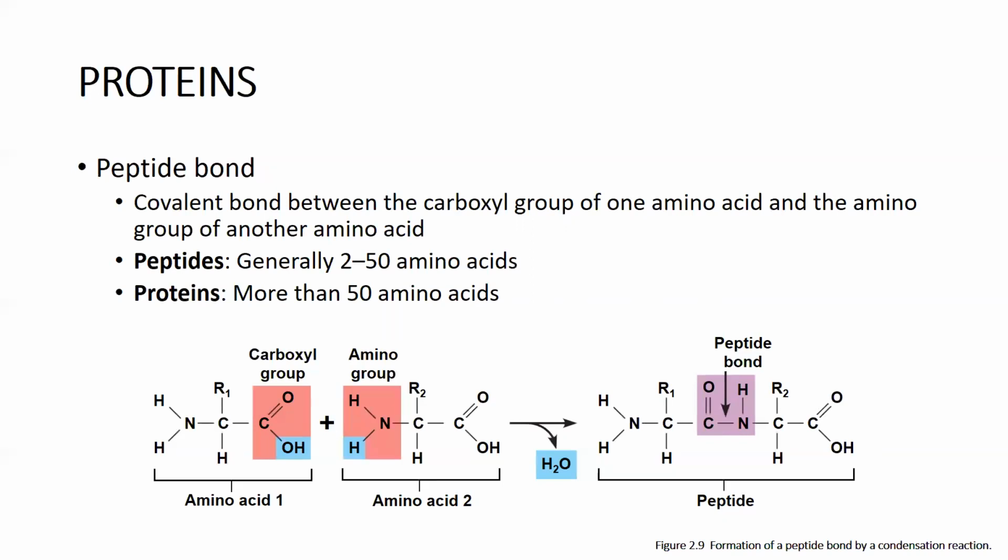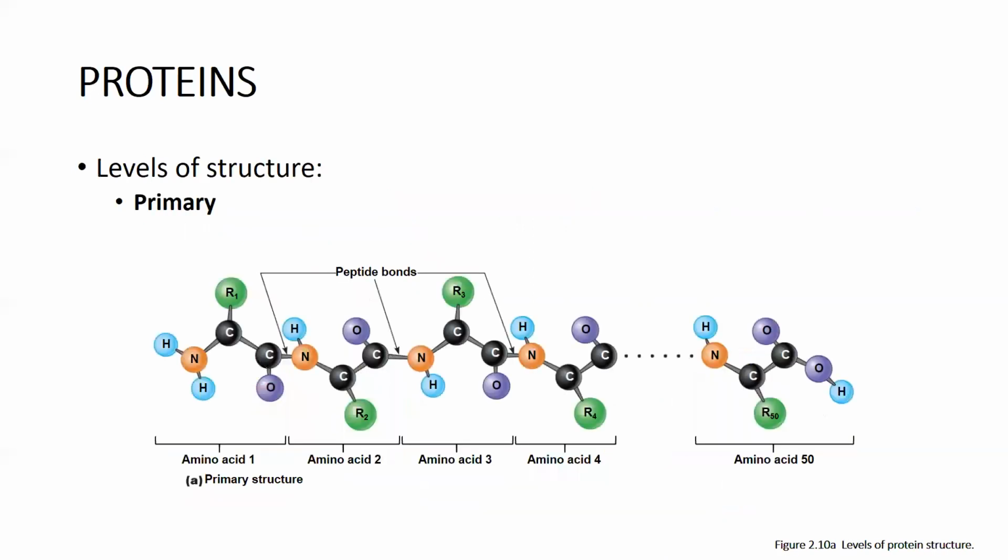Okay, now a peptide is generally a smaller protein, so anywhere from 2 to 50 amino acids, whereas a protein is a substantially larger structure, so anywhere from 50 to 100 amino acids in that link. Let's look at some of the levels of structure with proteins. So there are three sort of tiers in the formation or the structure of a protein.